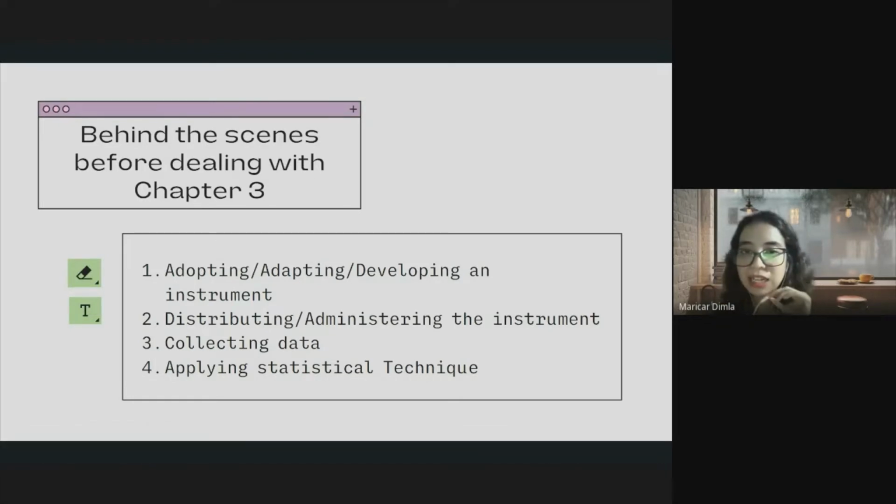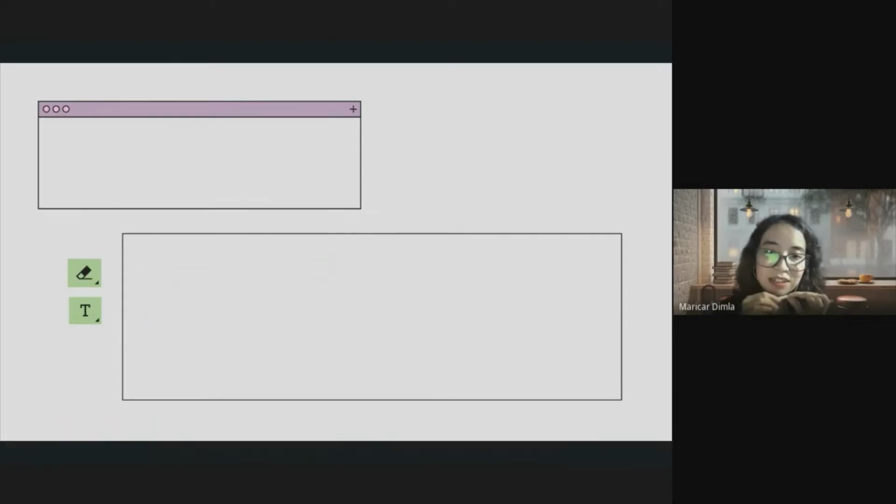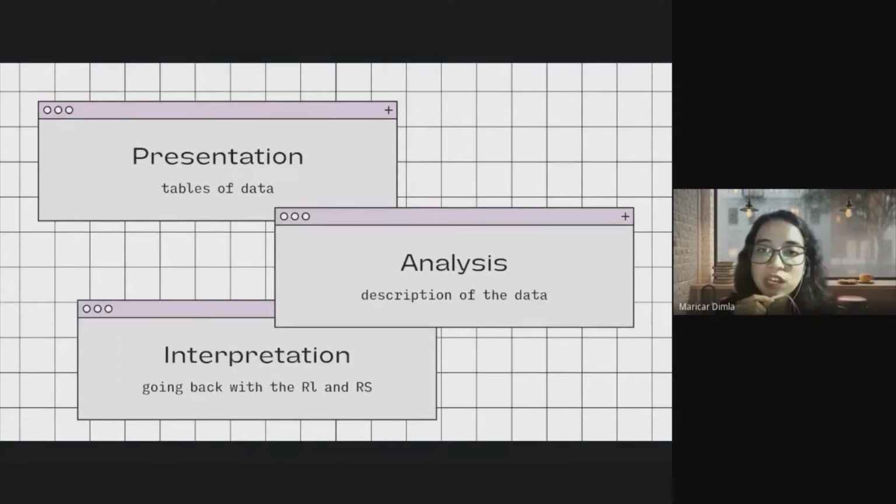And then class, let us assume, imagine that we're done. Let's claim that you are really finished. Okay? Because, ma'am, we have no choice but to finish this. Let's stand by it. So class, let's deal first in differentiating presentation, analysis, and interpretation.